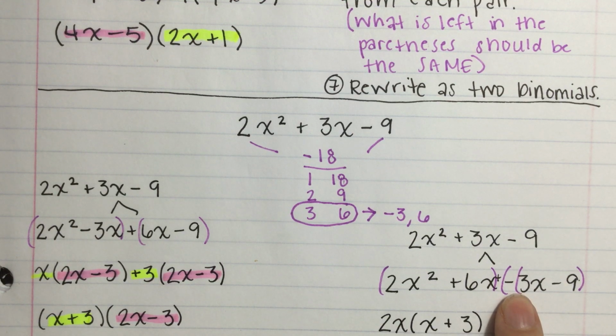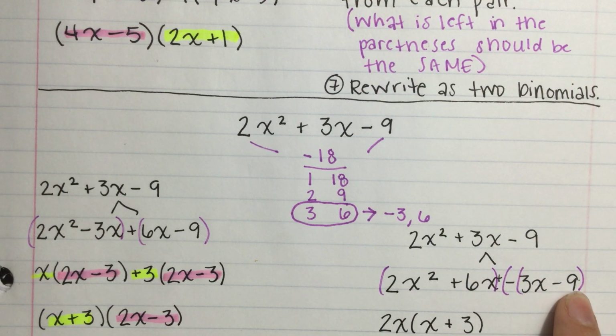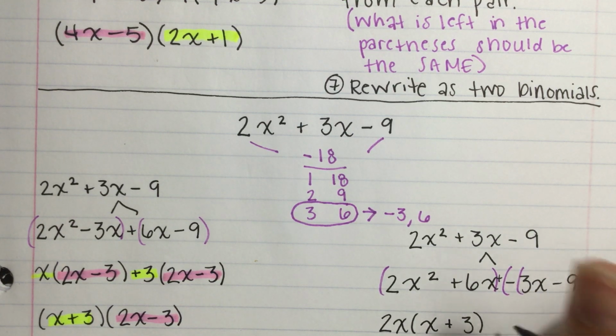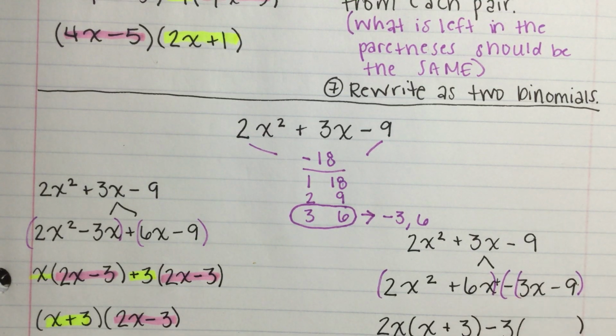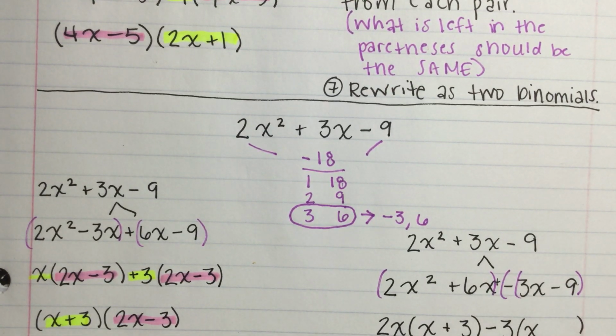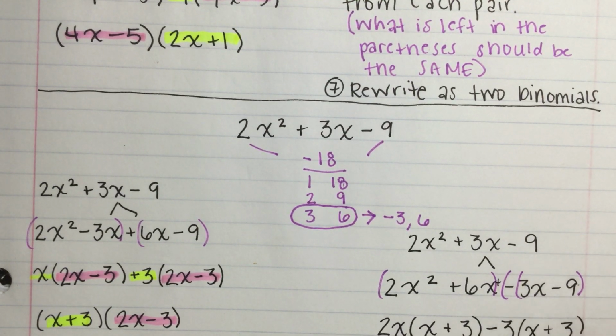Over here, I have negative 3x minus 9. Now, the greatest common factor in this is going to be negative 3. Okay, I always want to take out that negative if I can. Since they both are negative, I will take out that negative 3. Now, if I divide negative 3x by negative 3, all I'm going to have left is an x. And if I divide negative 9 by negative 3, I will have positive 3 left.